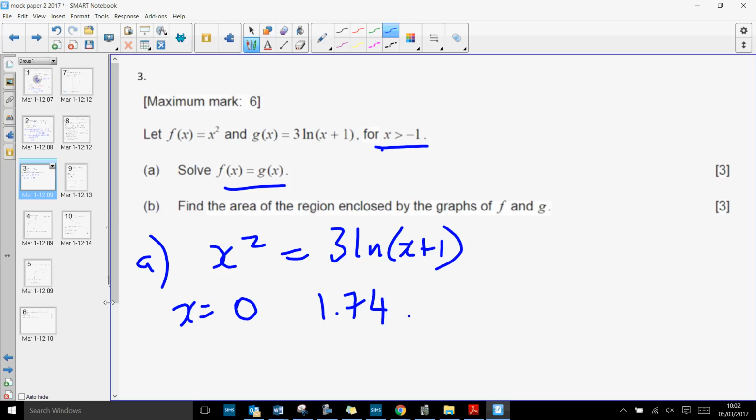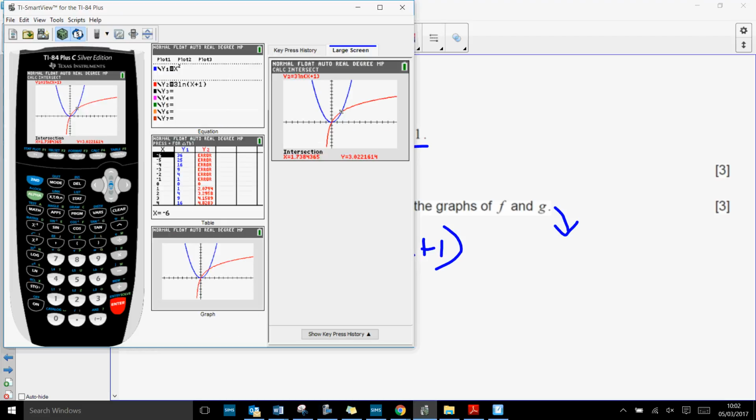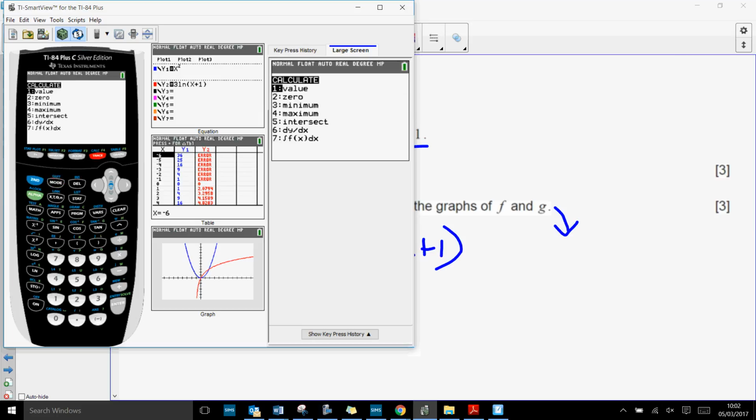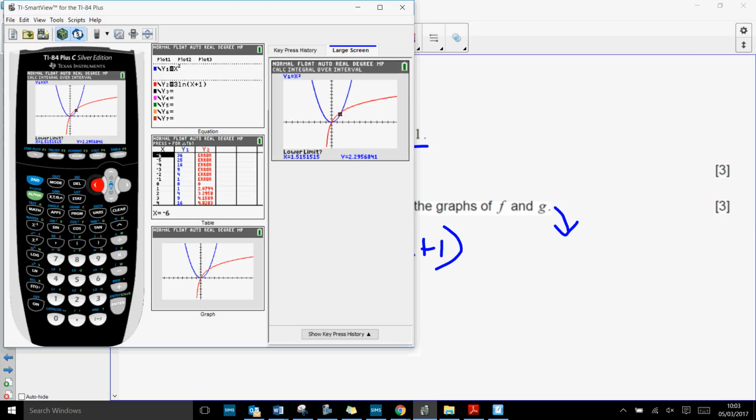We need to find the area of the region enclosed by that. So that means that we know that we are doing definite integrals between these 2 values. So remember, our calculator does that for us. So we quit this. Actually, we can do it in there. Number 7. So our lower limit is 0, and our upper limit is 1.74.